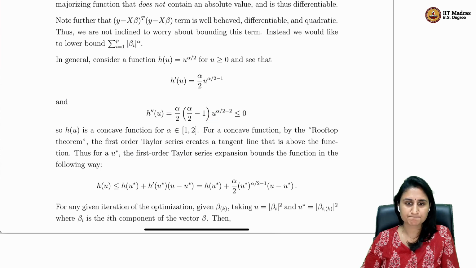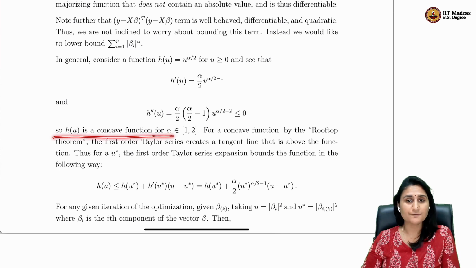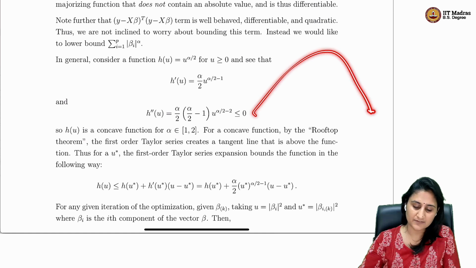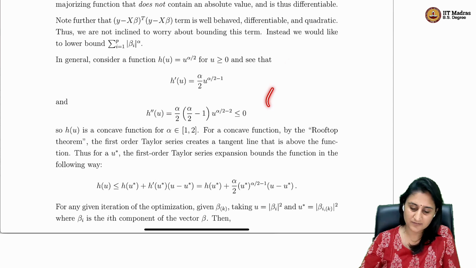Now, if I consider alpha between 1 and 2, this value is always positive, this is positive, but when alpha is between 1 and 2, this factor is negative. So h double prime of u is always going to be less than or equal to 0. Because it is always less than or equal to 0, I find that h of u is a concave function, which means it's a function that looks like this, right? So that's easy to see.